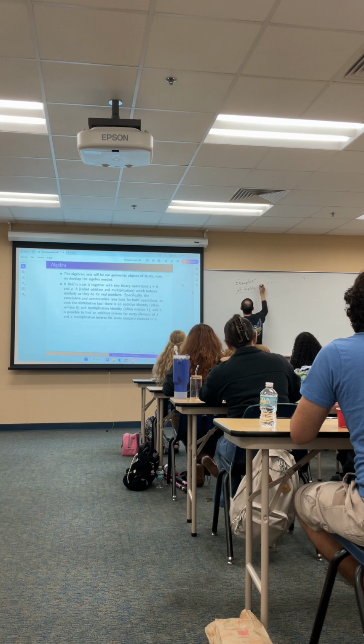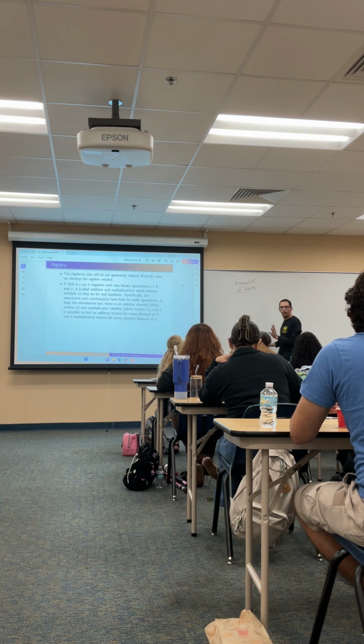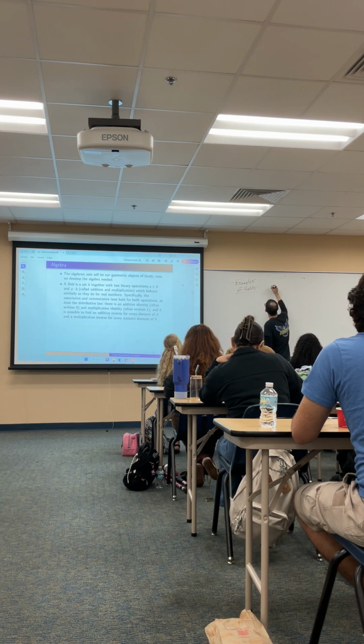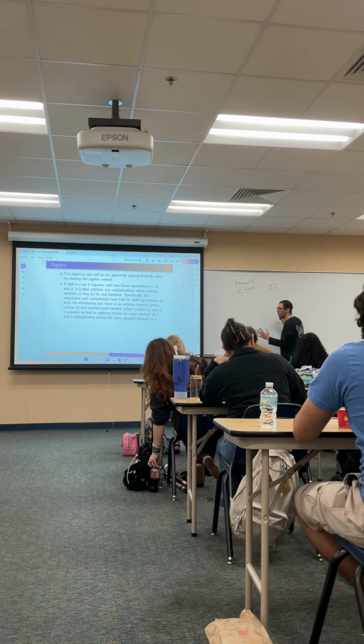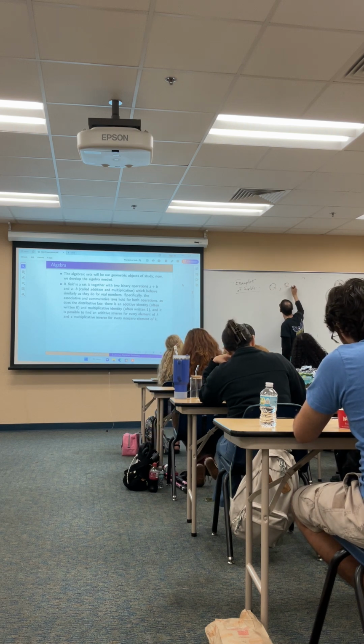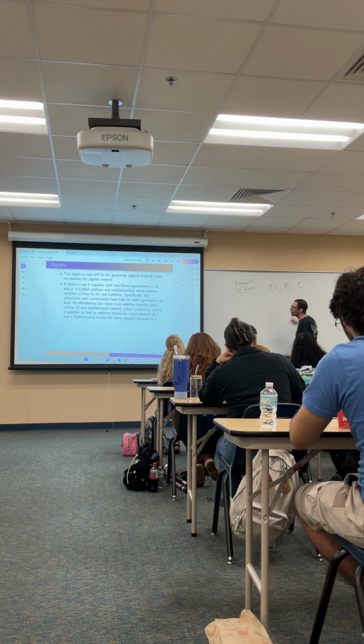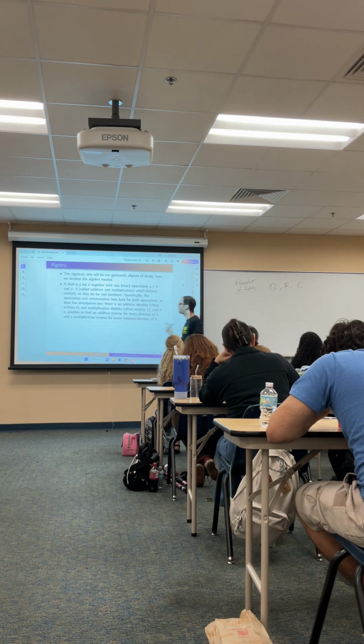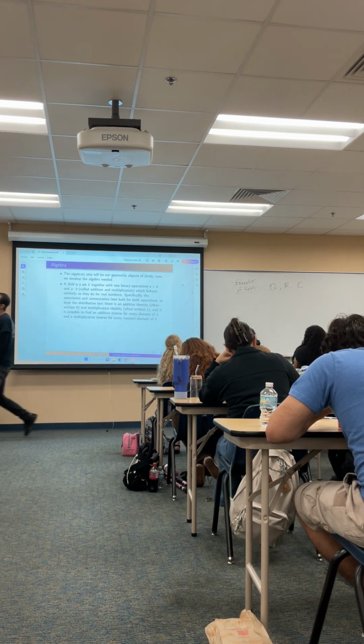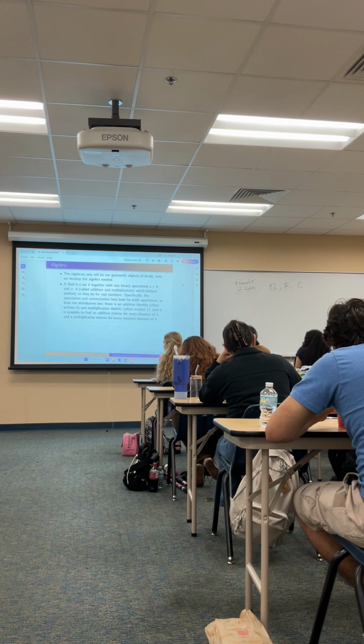Probably common examples that a lot of you would be familiar with. The set of rational numbers is a field. The set of real numbers is a field. The set of complex numbers is a field, okay? The set of integers is not a field, and we'll explain that in just a second.